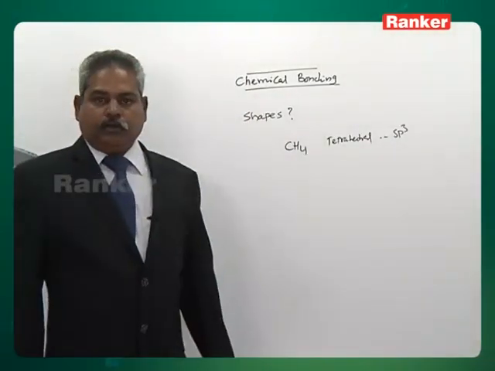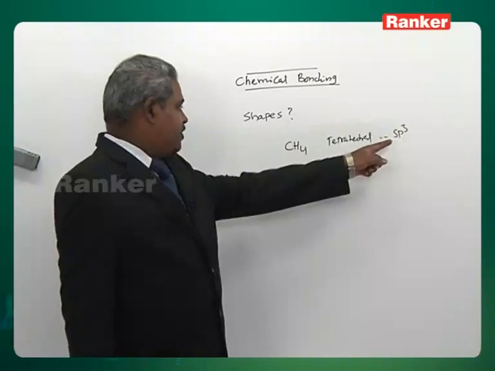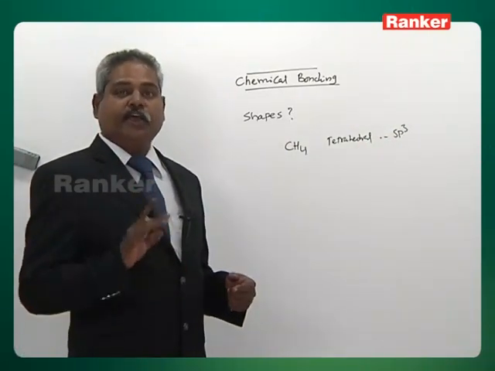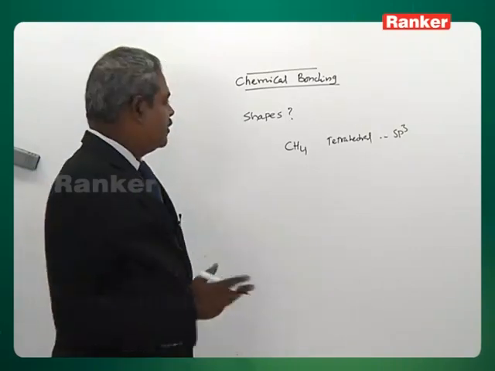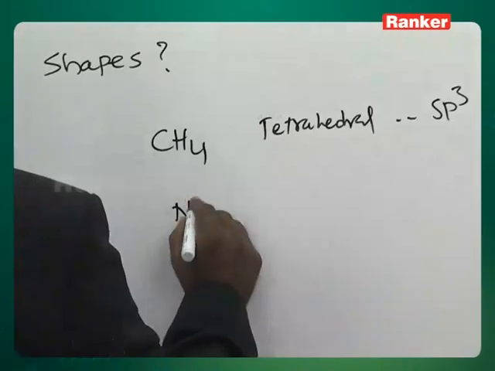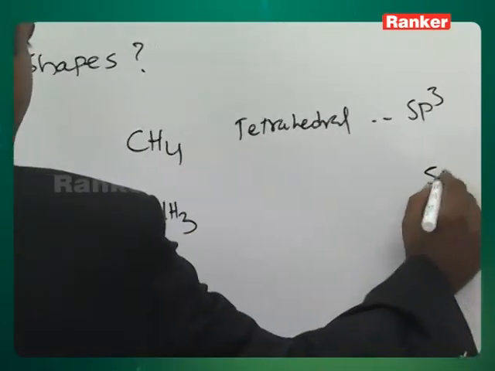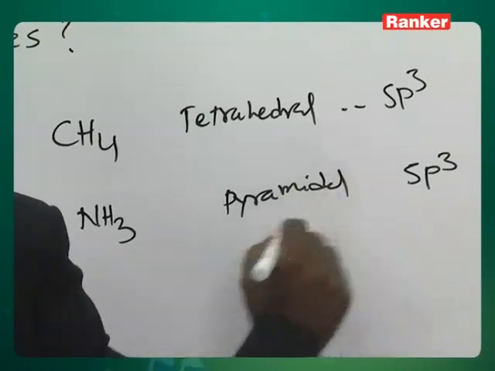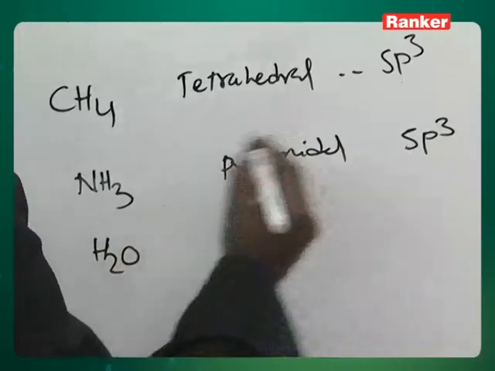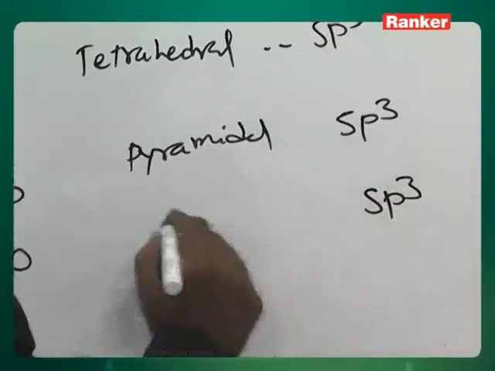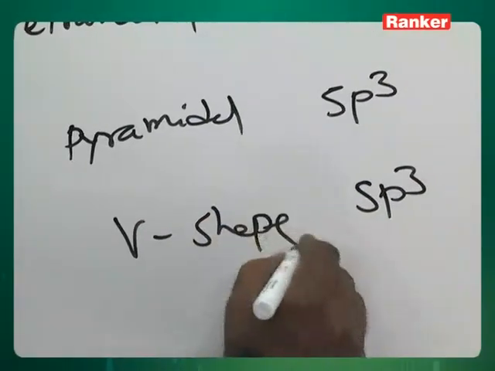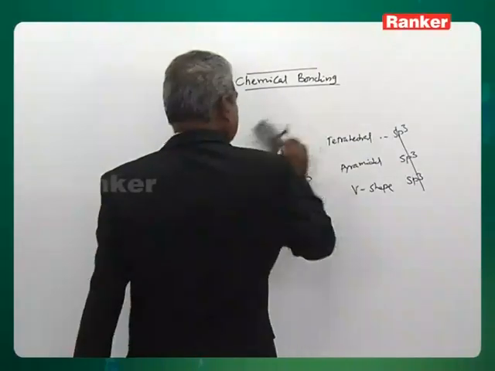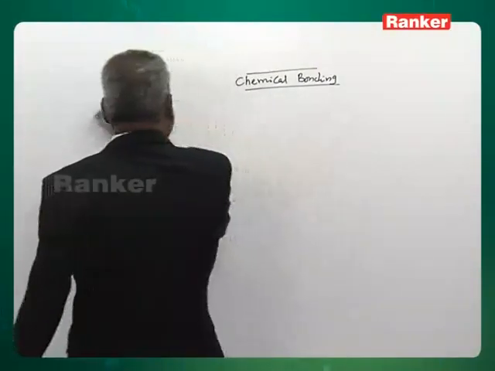So you are indirectly relating hybridization and shape, and I warn you, hybridization and shape are mutually exclusive. They have nothing in common, because ammonia's hybridization is sp3, but the shape is pyramidal. H2O, hybridization again is sp3, but the shape is V-shape. So, hybridization has not got anything to do with shape. Don't confuse the ideas. Now, shape depends on what?